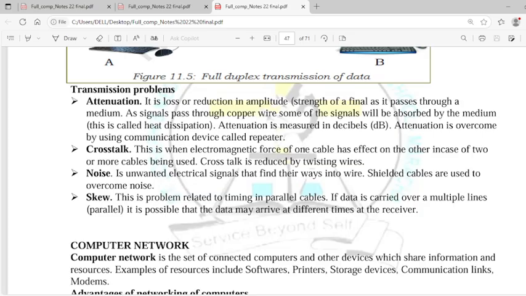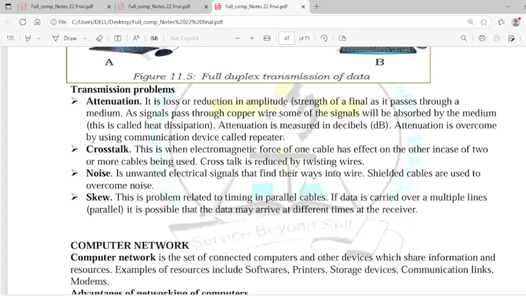But now the way to overcome crosstalk is by twisting the two wires. That's why there's a cable called a twisted pair cable. Cables are twisted in pairs, and one major reason for twisting them is to avoid crosstalk.